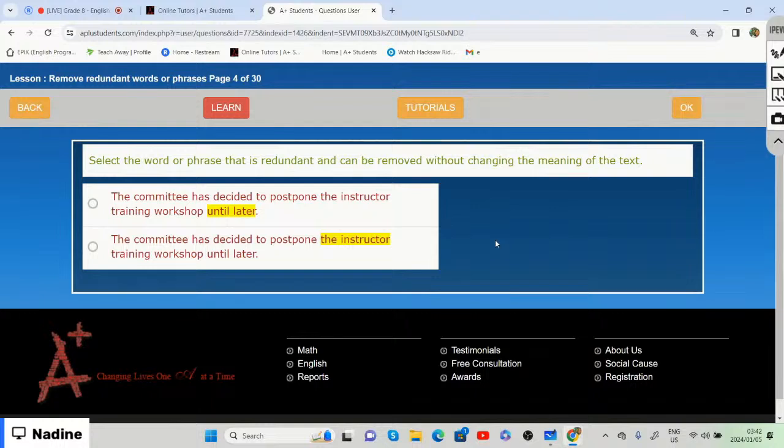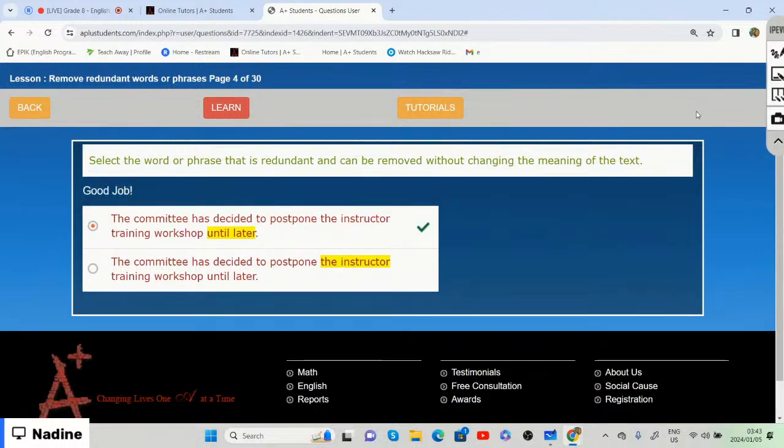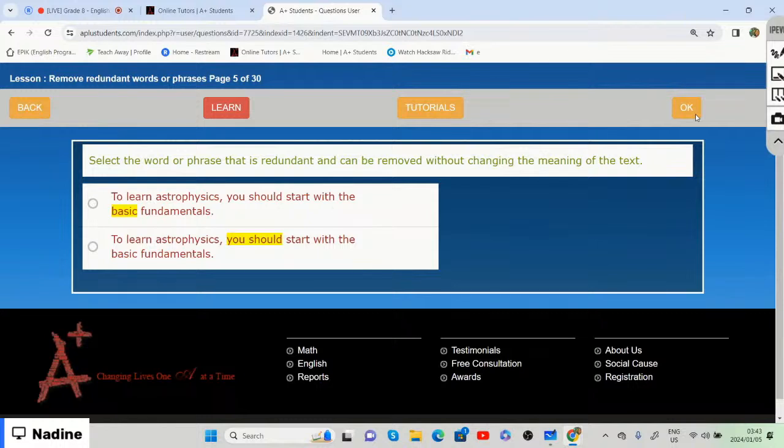And if we choose the correct word or phrase that is redundant, then basically the word that is redundant to postpone is until later, because when you postpone something, it is basically you moving something till later. We can either postpone it to later on, we can postpone it to tomorrow, but on a later stage. So we will choose the first one because even if we remove the words until later, it's not going to change the meaning of the text. So well done, the first one is correct.